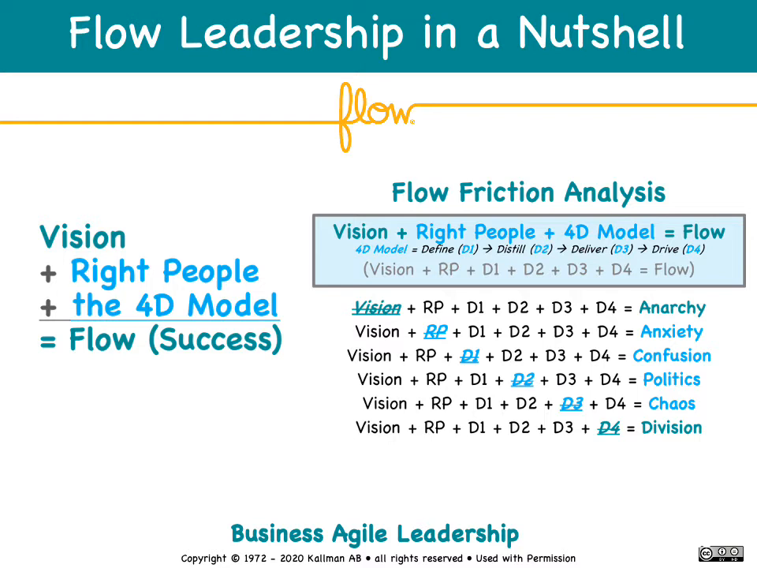And if there's division, then most likely, once again, that means that they're not able to drive because there's no vision, or there's multiple visions. So that's basically flow leadership in a nutshell. Feel free to print these out. There's copies of this floating around the net.